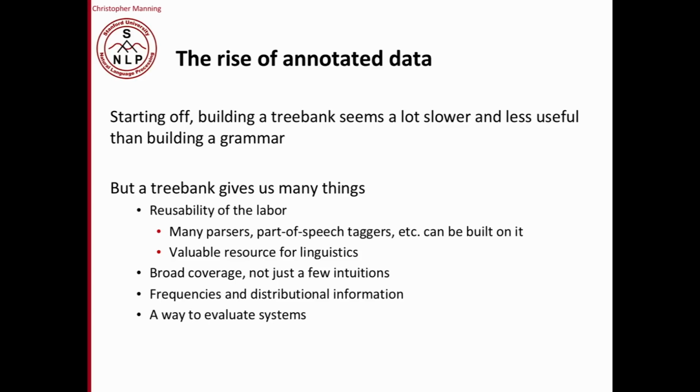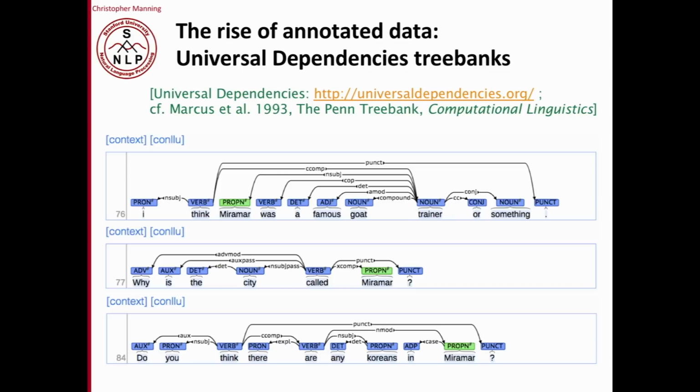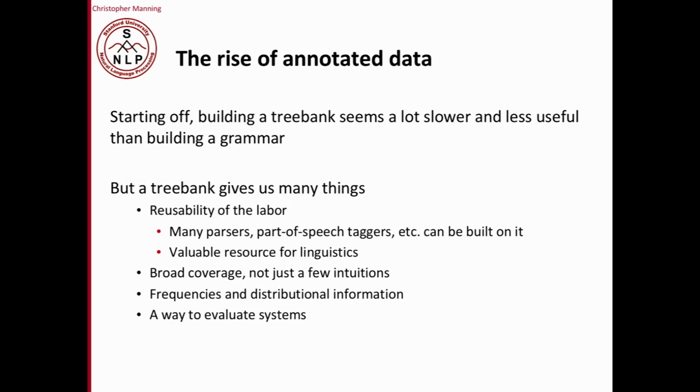But once you have tree bank examples, you can say this is the right structure for this sentence in context, and so you should be building a machine learning model which will recover that structure, and if you don't, then you're wrong. Okay, so that's tree banks.